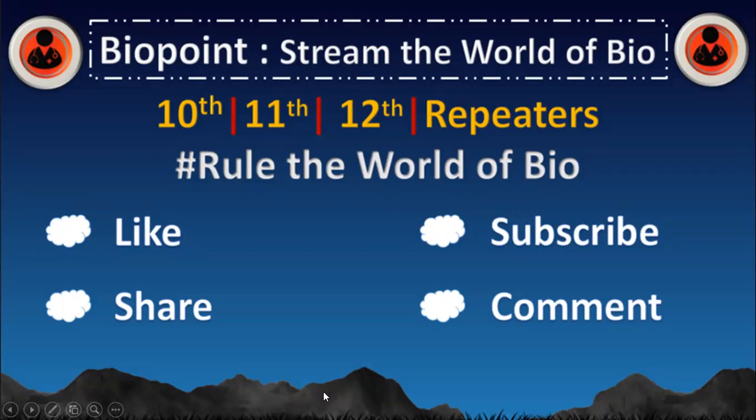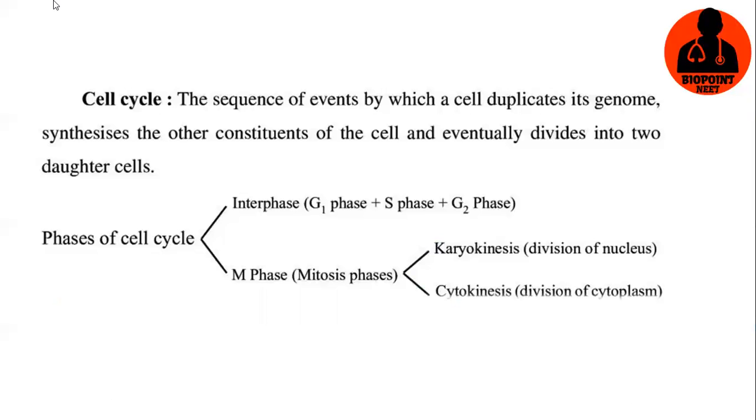Okay, guys. So let's move on with this session on cell cycle and cell division. So let's start with the definition of cell cycle. What is this cell cycle? It is a very important process in cells of all living organisms. That is, it is a sequence of events by which a cell duplicates its genome, synthesizes other constituents of the cell, and eventually divides into two daughter cells.